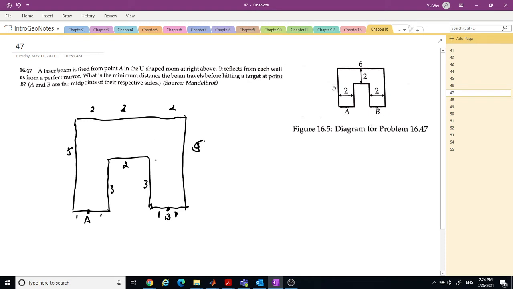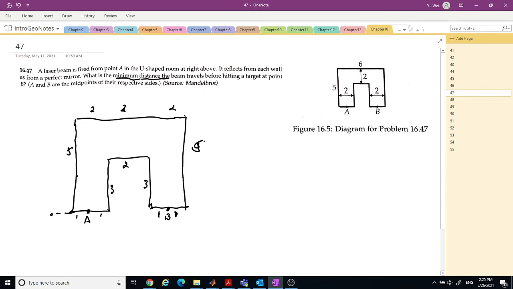So normally the mirror, you can bounce like this and this or this, right? But it's asking what is the minimum distance, right? The minimum distance normally wants to bounce as little as possible. Okay, so go this way, go this way. So if you can see this, right?